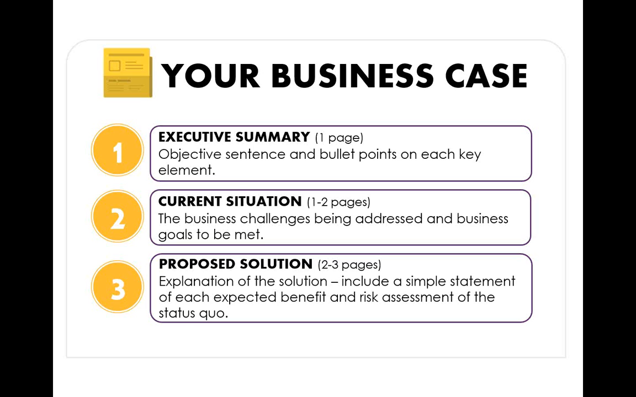So there are 6 pieces to it, and you start with an executive summary. I'm just going to be real honest with you. Your president or CEO, this is probably all they're going to read, the first page. You want an objective sentence and bullet points on each key element. You really do have to keep this down to 1 page. That's all you get. Words have to be economical, succinct and to the point, 3 bullet points on each element, no more, no less.